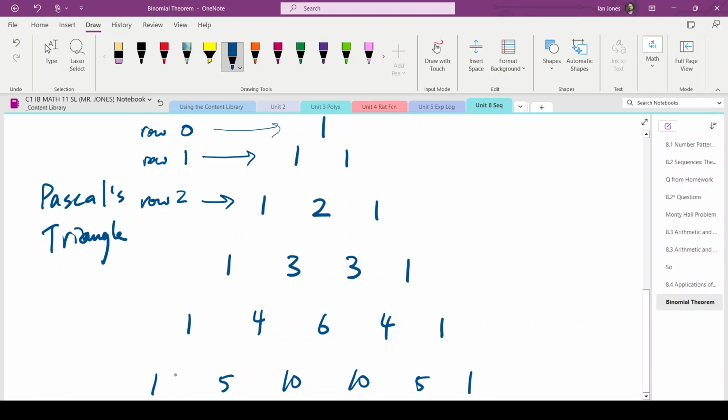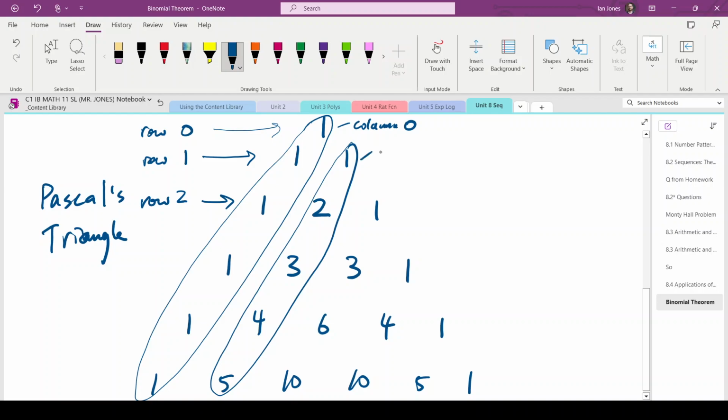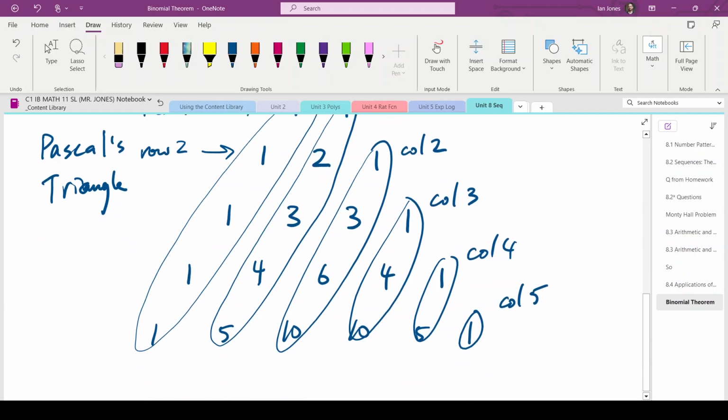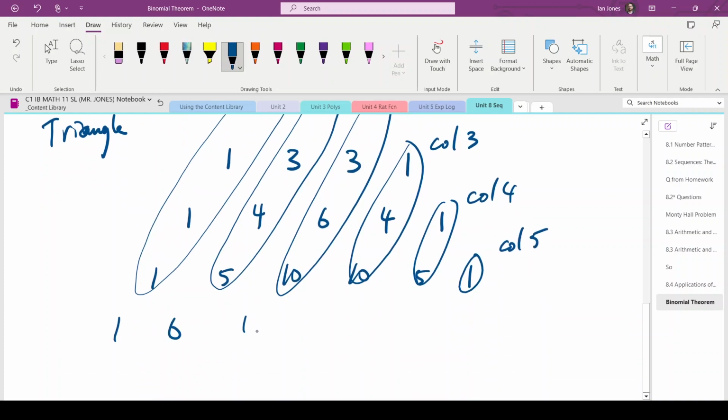So this column here is going to be the 0th column, column 0. This column here is going to be column 1. This column here is going to be column 2. This column here is column 3, and so on. Column 4, column 5. And the pattern, of course, could continue on forever.